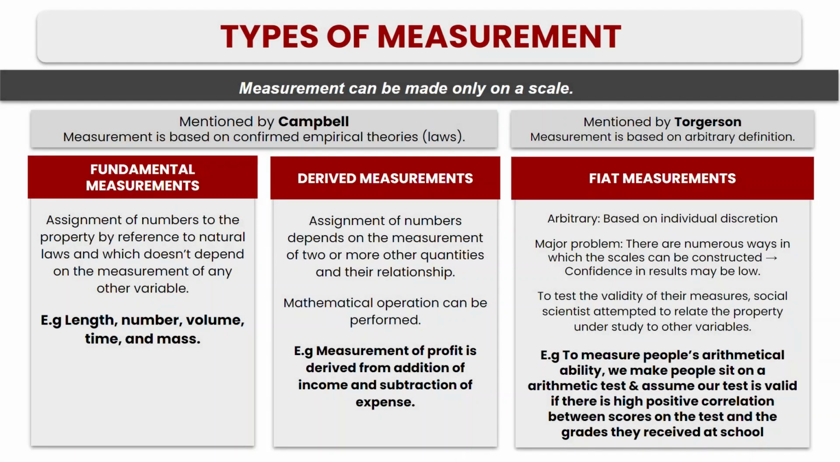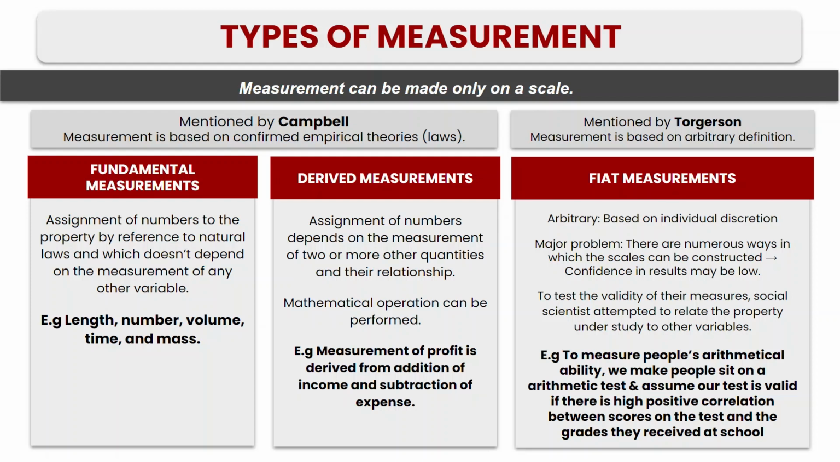As mentioned earlier by Lintang on the importance of measurement, there must be a rule to assign numbers before there can be a measurement. The formulation of the rule gives rise to a scale, and therefore measurement can be made only on a scale. There are two types of measurement mentioned by Campbell, and both of these measurements can be made only if there are confirmed empirical theories that exist to support them.